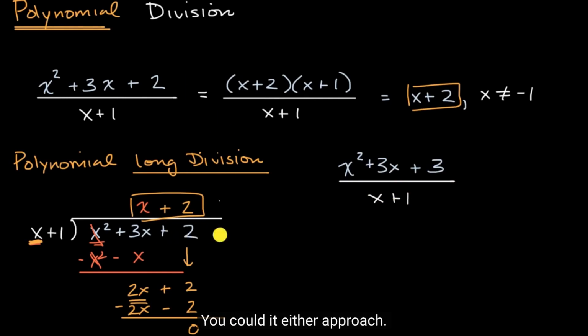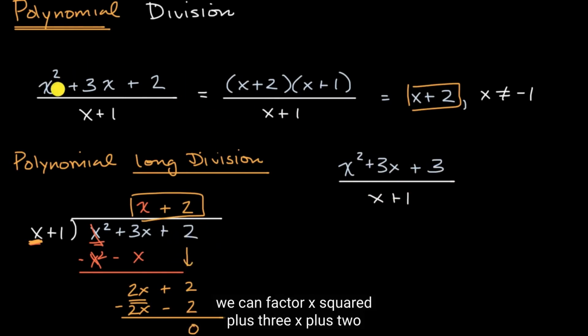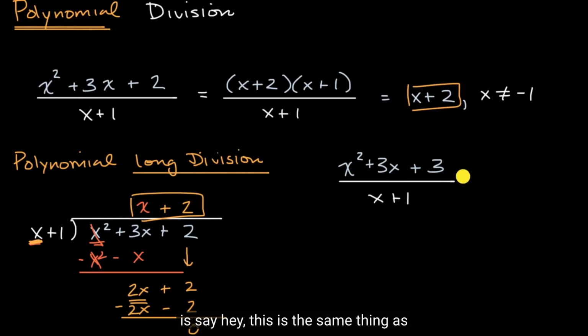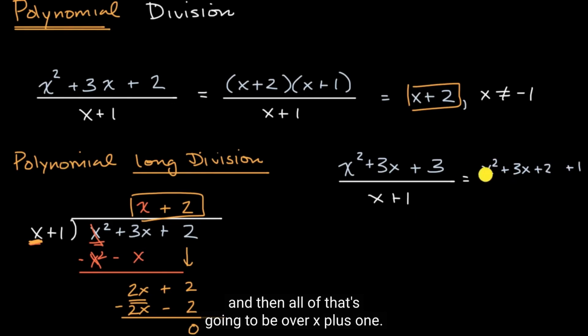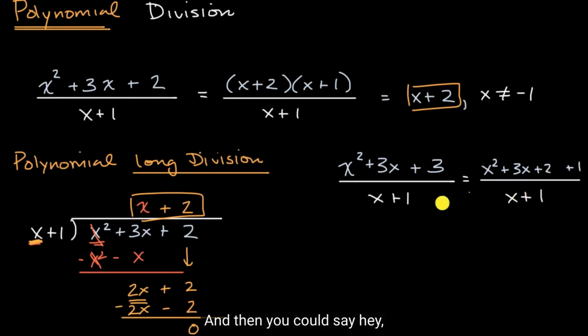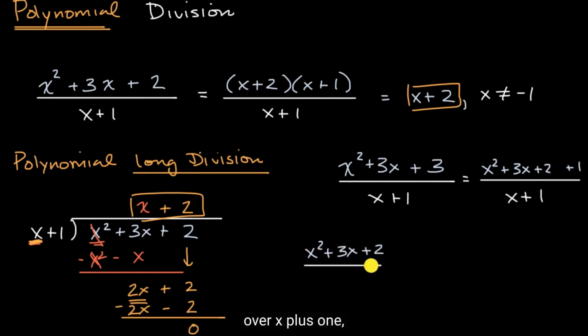You could do it either approach. One way to think about it, if we know we can factor x squared plus 3x plus 2, is say, hey, this is the same thing as x squared plus 3x plus 2 plus 1, and then all of that's going to be over x plus 1. And then you could say, hey, this is the same thing as x squared plus 3x plus 2 over x plus 1 plus 1 over x plus 1.